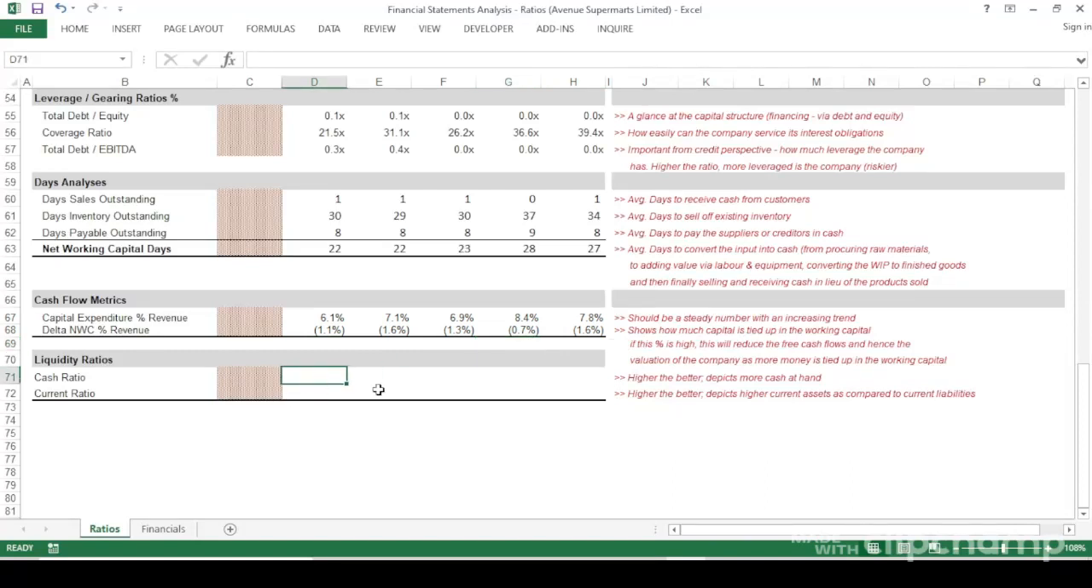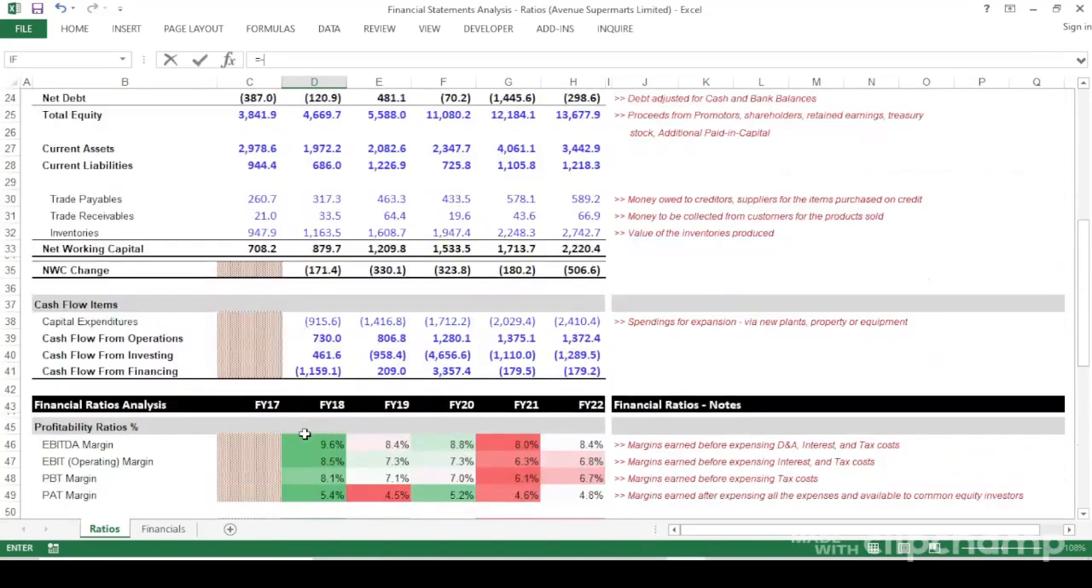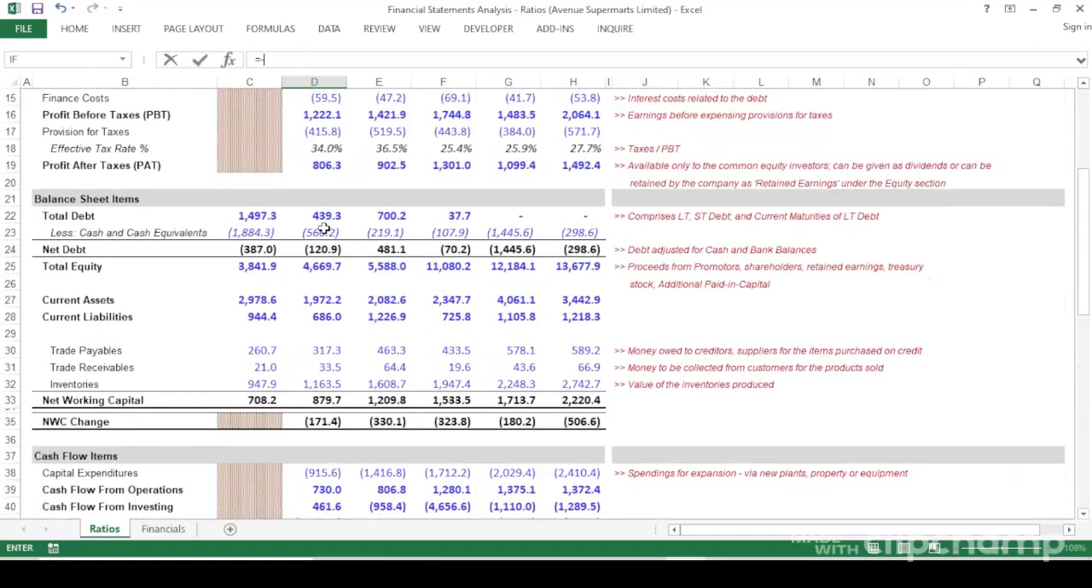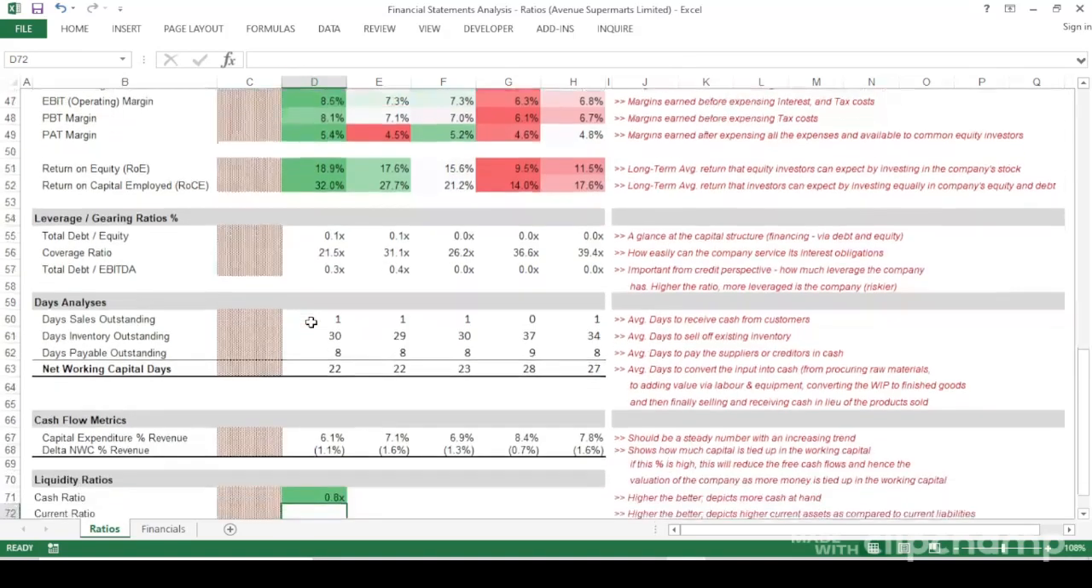And finally, we'll calculate some liquidity ratios here. So this is about how much cash or the current assets the company has as compared to the current liabilities. So the higher these ratios, the better it is for the company. So for the cash ratio, I'll put a negative sign because I've already added a negative sign because of the computation of net debt. So cash and cash equivalents divided by the current liabilities.